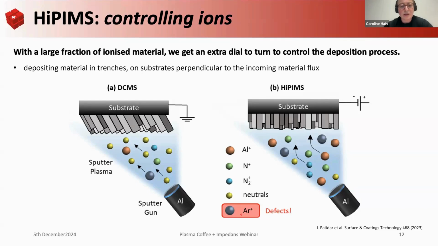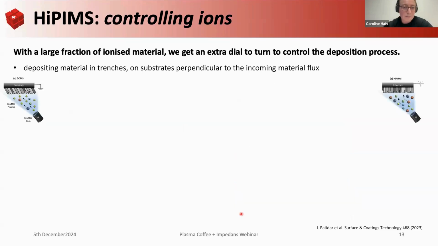So what we can do is tune when we have the bias on and when it's off, so we only attract the species that we're interested in. In this case, it would be aluminum.